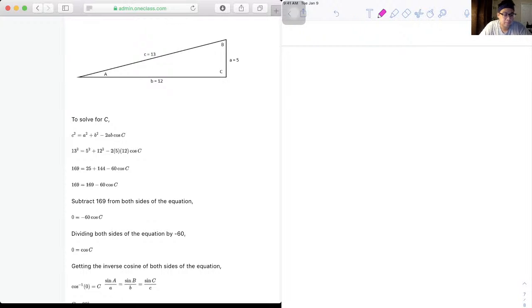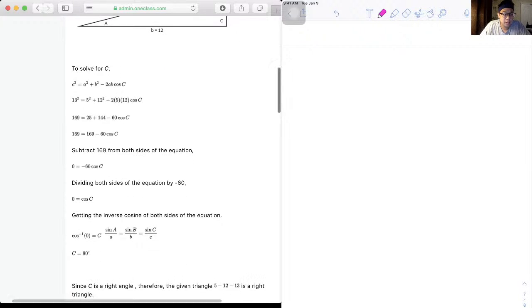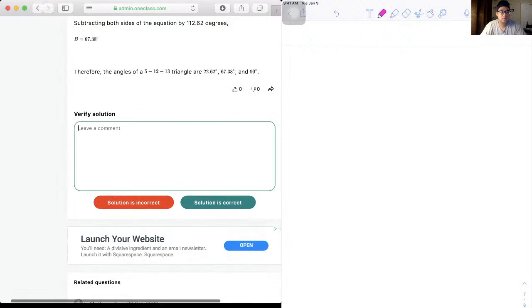And also, because we're going to divide both sides of the equation by negative 120, that doesn't really affect our answers. Yep, but our other parts are correct. The solution is correct.